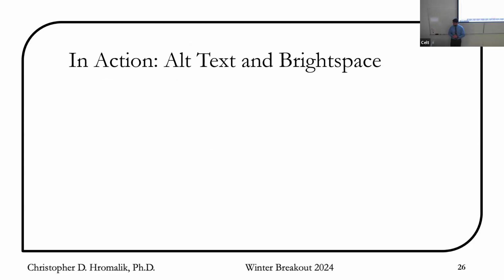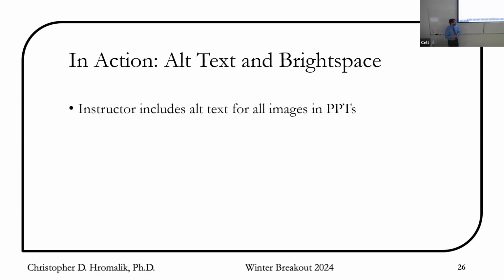So how do we actually do some of these things? If we wanted to add alt text to our PowerPoint presentations, an example of what an instructor might do is include alt text for all images in the PowerPoint. So as you're going through and preparing your PowerPoint presentations, you want to consider, okay, I'm adding an image to this PowerPoint, so I'm going to add alt text to it.